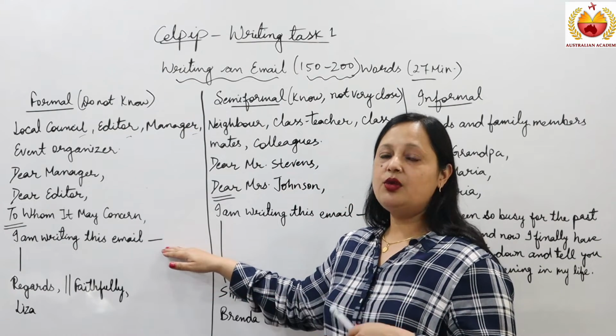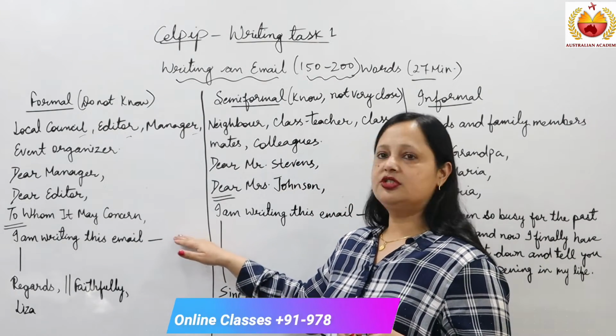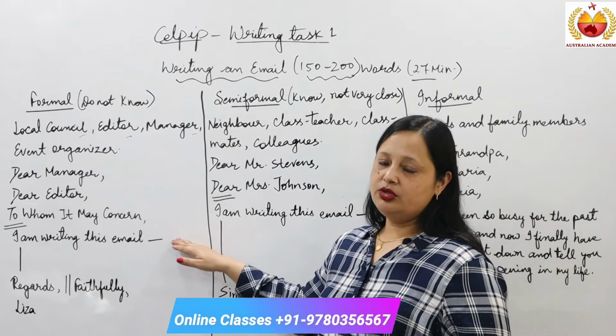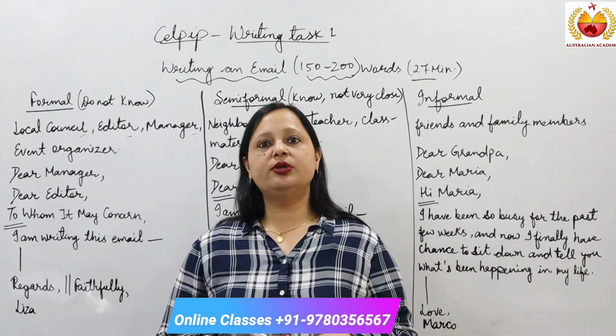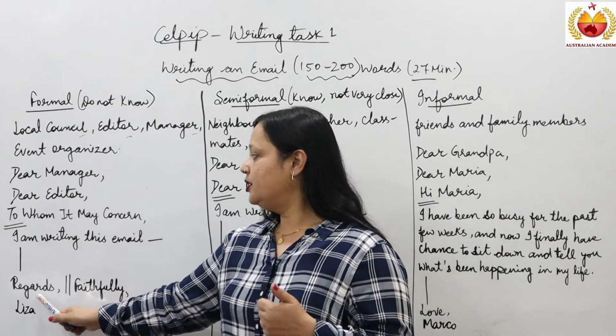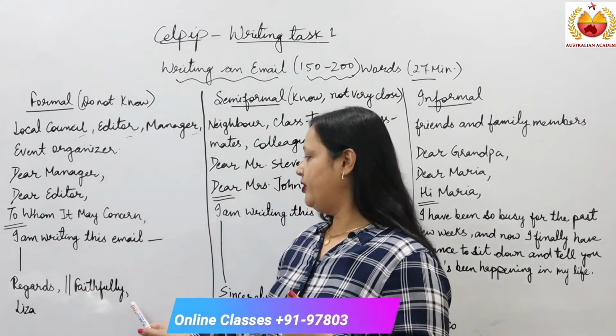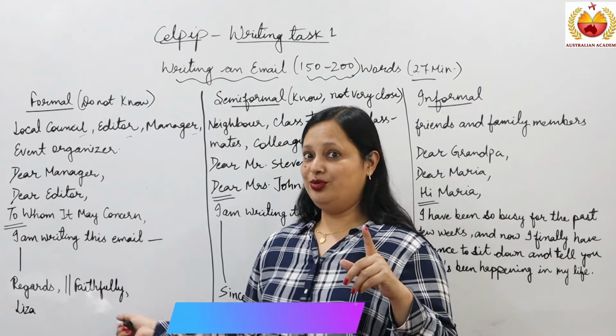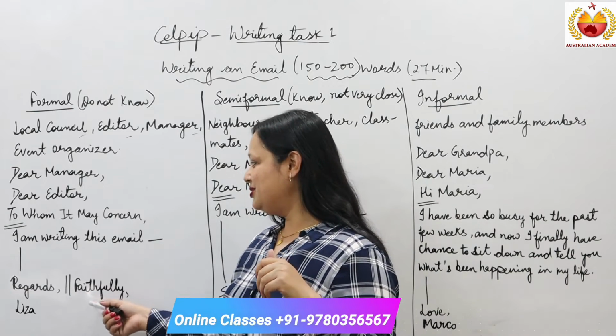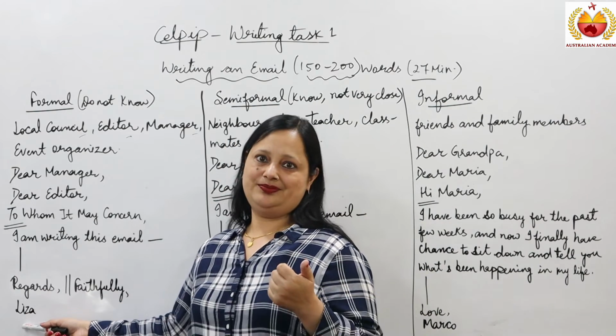I'm writing this email. Why? So the purpose of the email must be explained here. Then whatever bullet points you have, three or four, you need to answer each and everything in sequence, and in the end you say either regards or faithfully. It's up to you, both are acceptable, right? But write one, don't write both. Just regards or faithfully, comma, and your name.